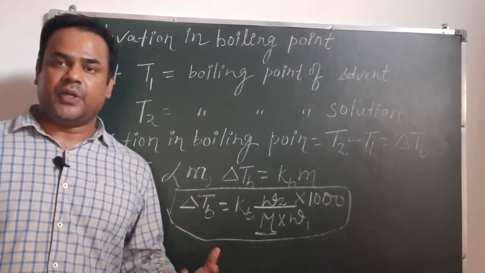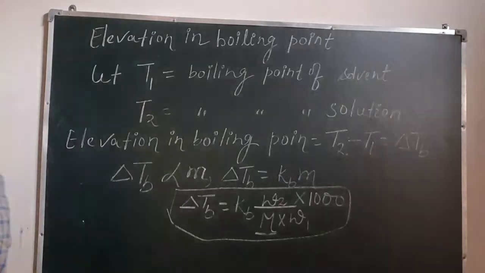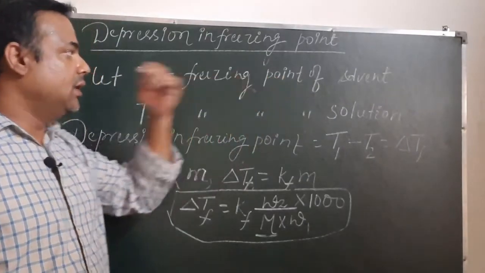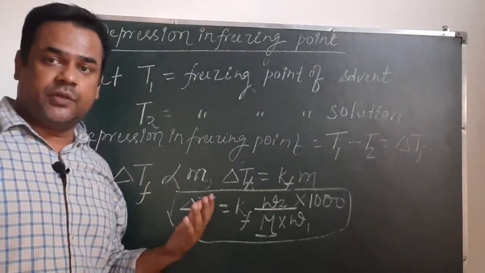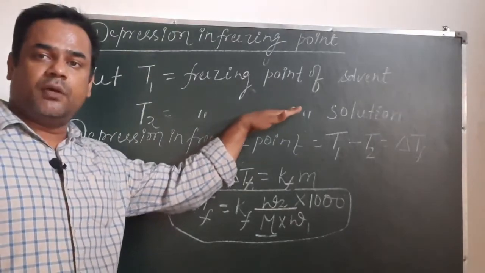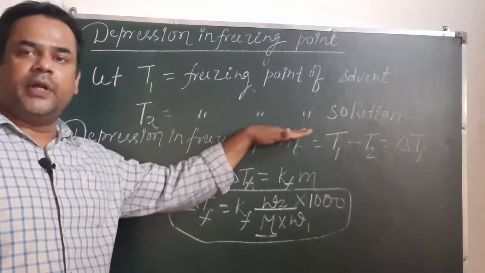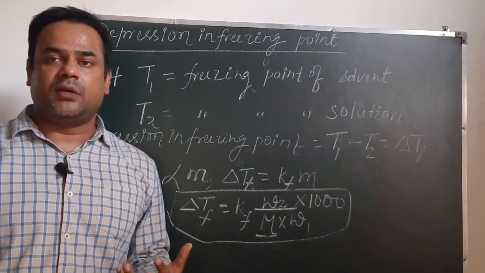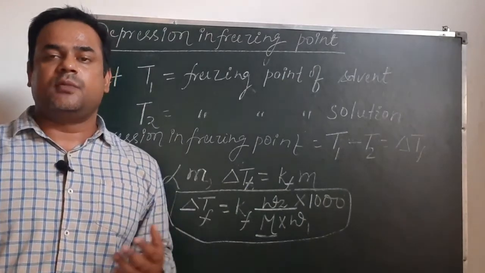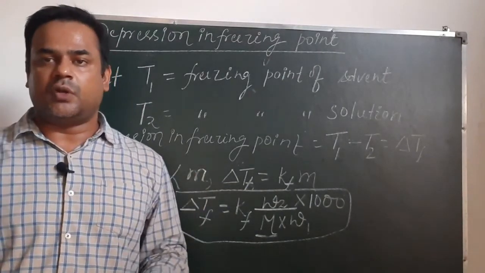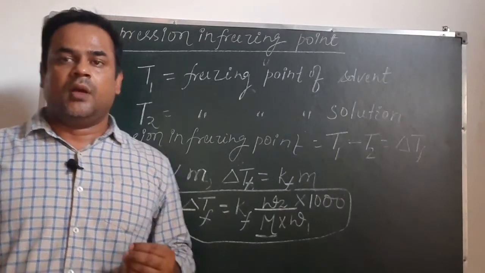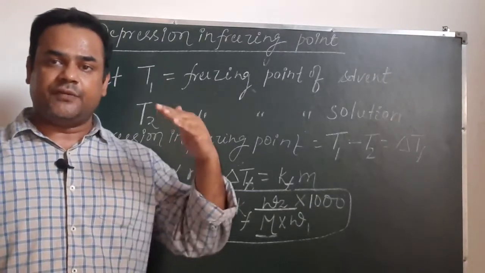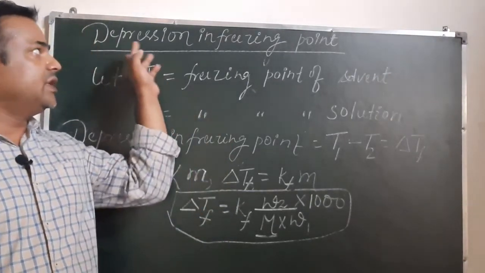Now next is depression in freezing point. So let T1 equal the freezing point of solvent. We are going to determine depression in freezing point. Suppose T1 is the freezing point of pure solvent and T2 is the freezing point of solution. Now the depression in freezing point is different from elevation in boiling point. In case of boiling point, when we added impurity into the solvent, there was a rise in boiling point. But when we add impurity in solvent, in case of freezing, its freezing point goes down. That's why the word depression is used.